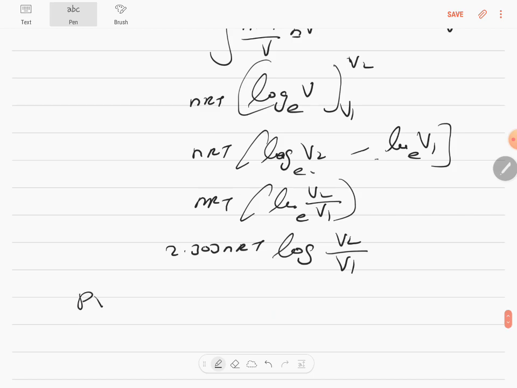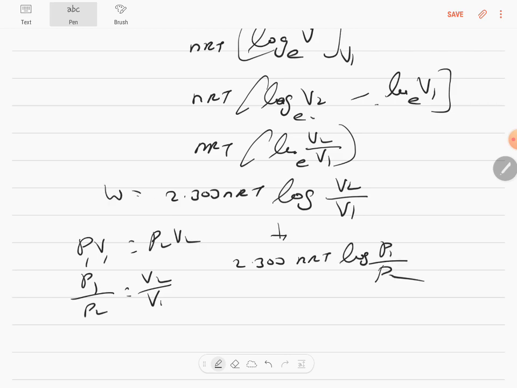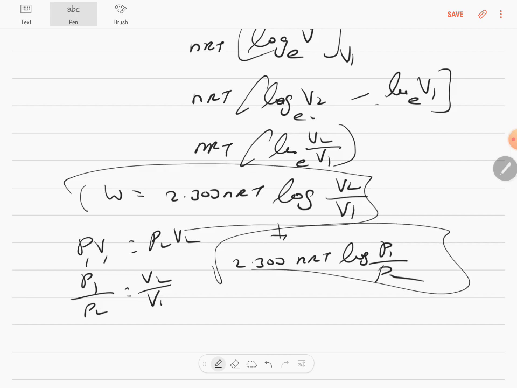You know PV is a constant, so P1 V1 should be equal to P2 V2. So P1 by P2 is equal to V2 by V1. Therefore this can also be written as 2.303 nRT log of P1 by P2. So this is the work done in an isothermal process. They might ask you this as your derivation.